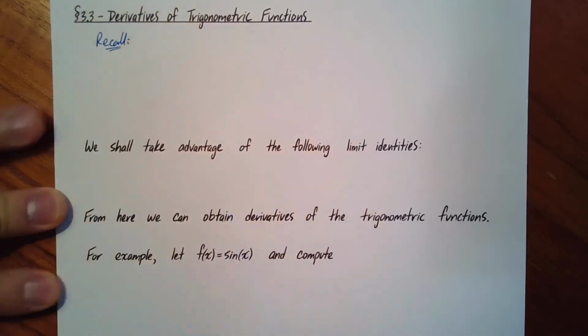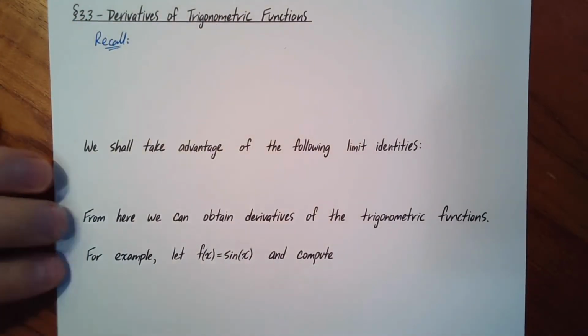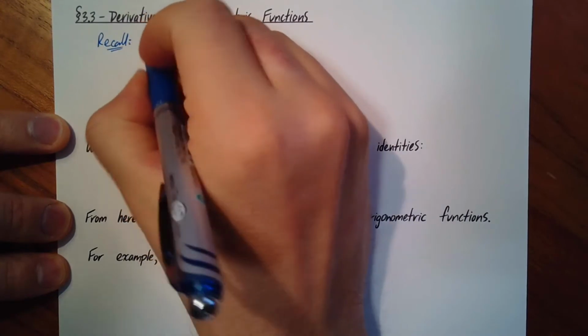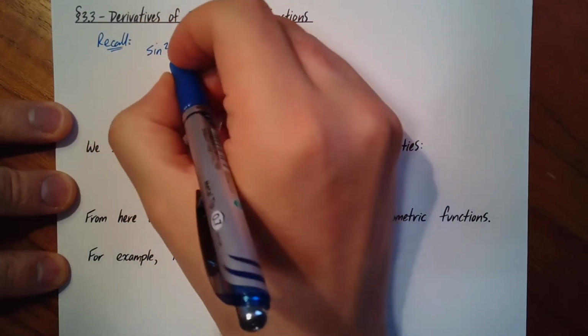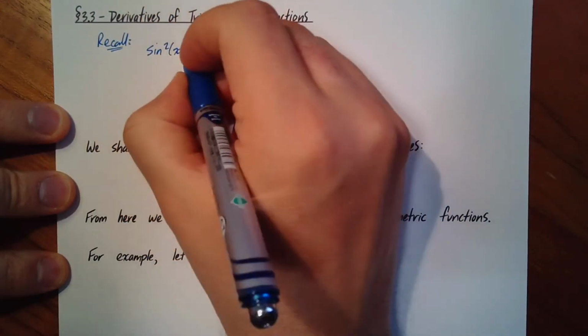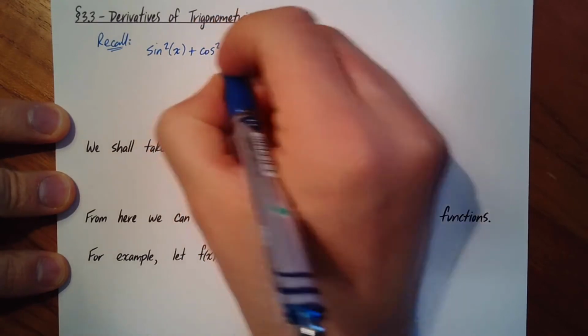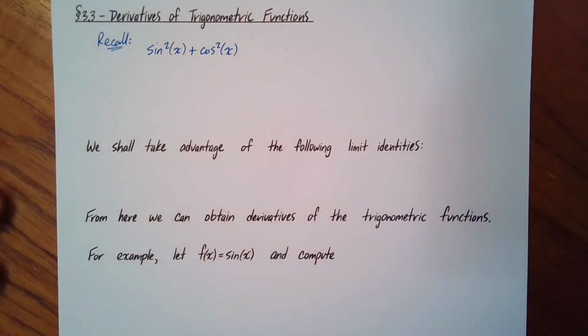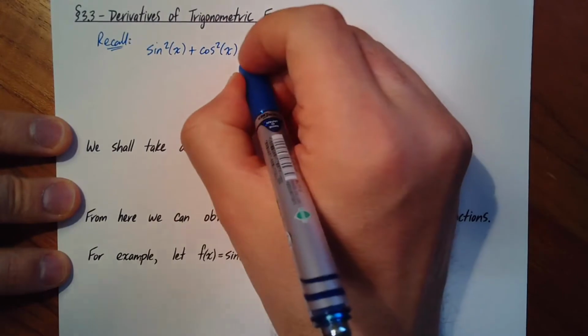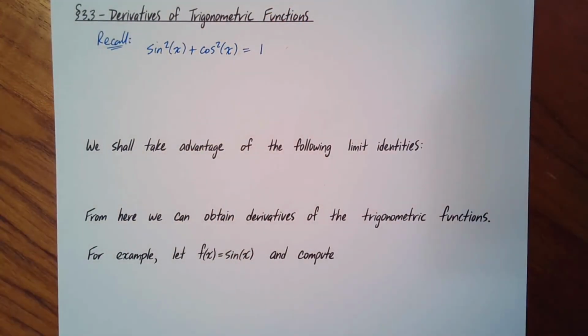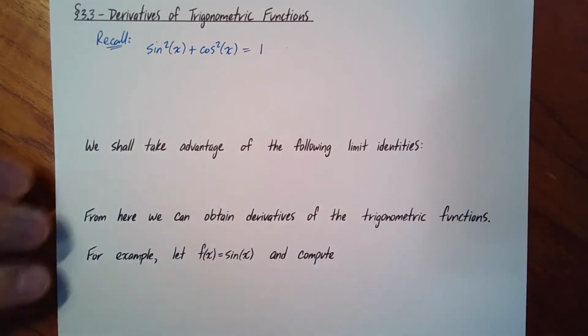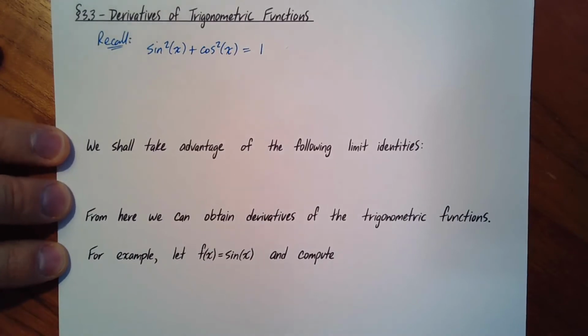In particular, I want to remind you of a few identities. So the first one is that if you have sine squared of any value plus cos squared of that same value, it's always equal to 1, no matter what the value of x is. Okay, that's the first identity I want to remind you of.